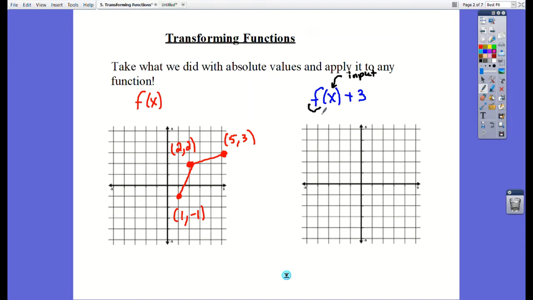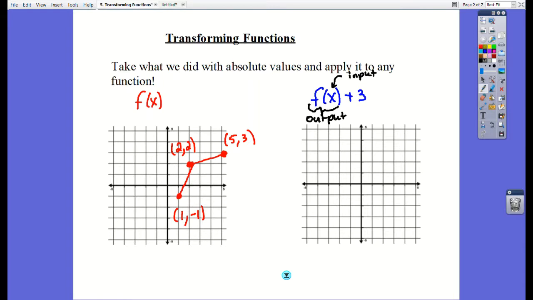But then think about your output. So f of x, this is your output. Once you get your output, if you're given what we wrote here, you have your output, what do you do? Mitchell? You add 3. So output is another word for range, which is another word for y. So instead of, we're not going to change any of our x values, all we're going to do is change our y values. So when you add 3 on the outside, you're going to shift your graph up.